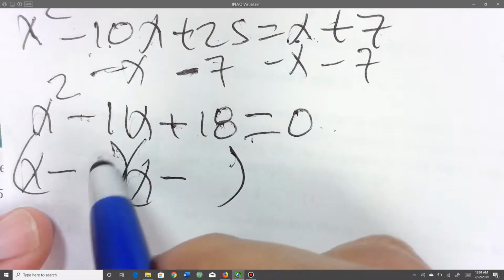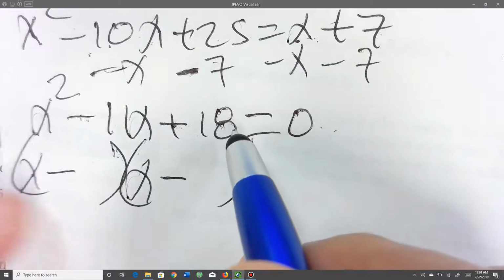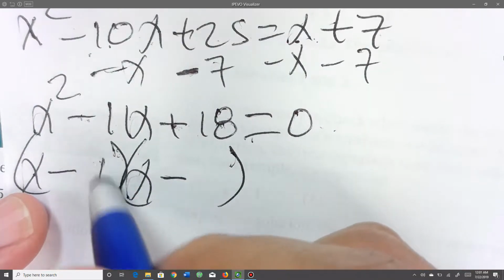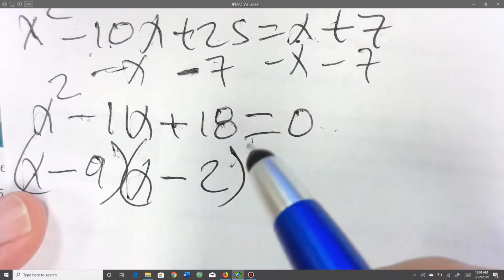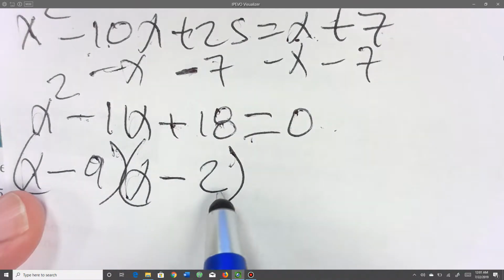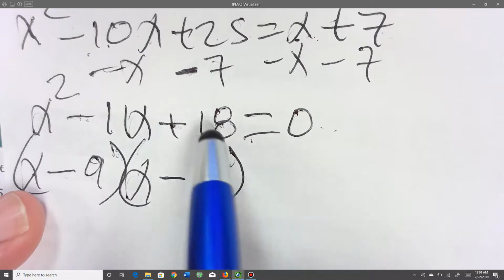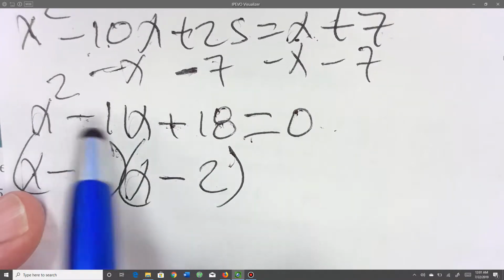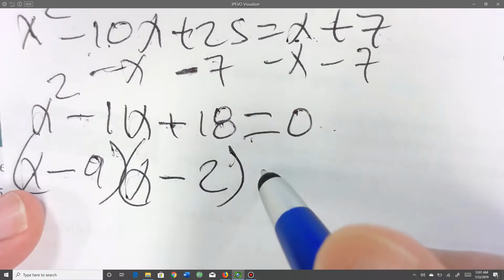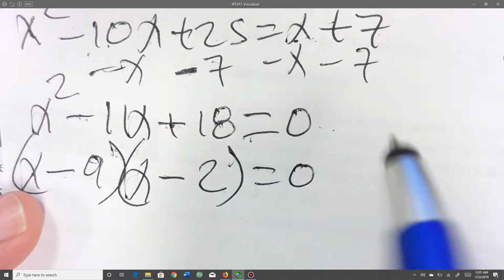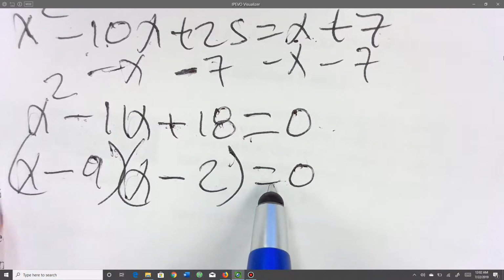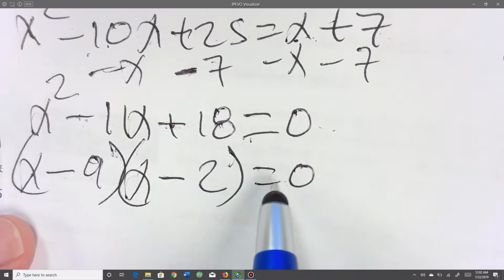And so I can see that, let me see, 9 times 2. Well, negative 9 times a negative 2 gives me a positive 18. If I add them up, they give me a negative 11. Okay, so I'm good there. And again, do not miss this right here, because that's important at this step.